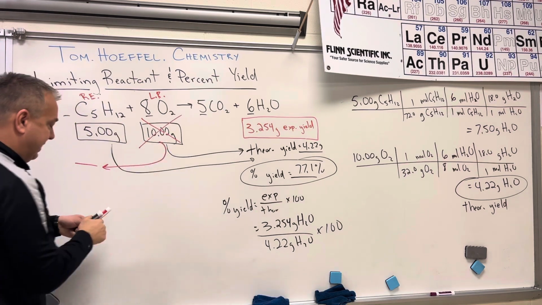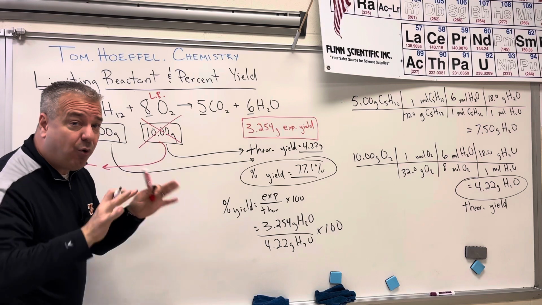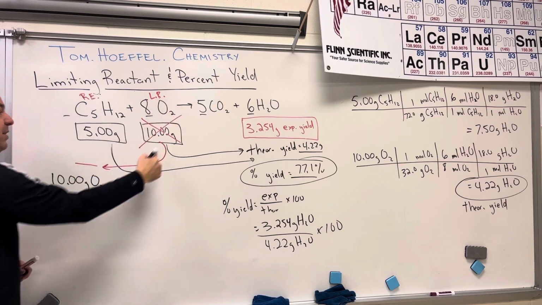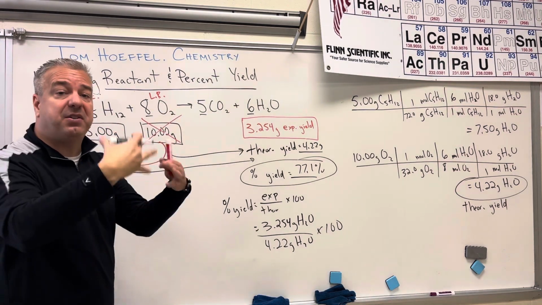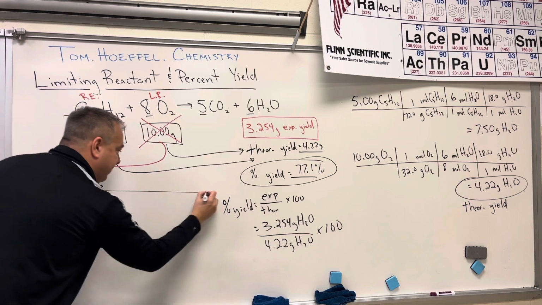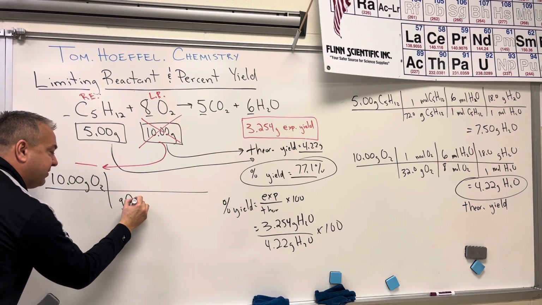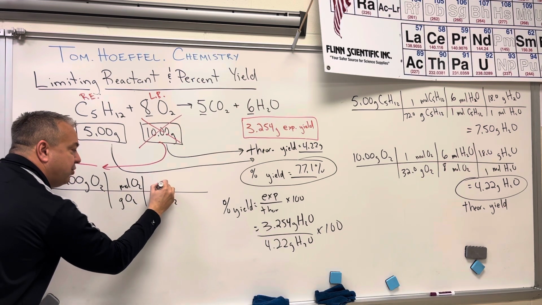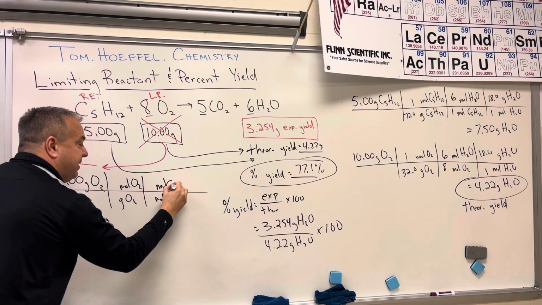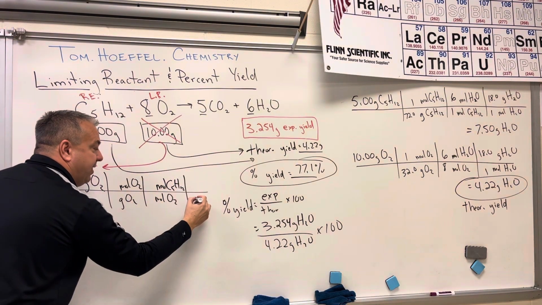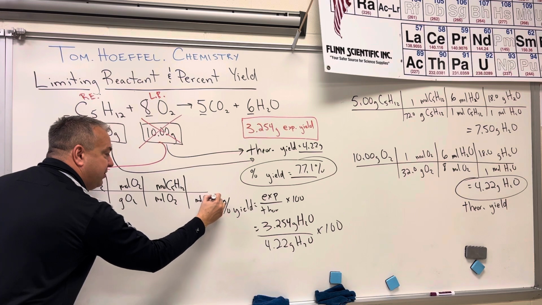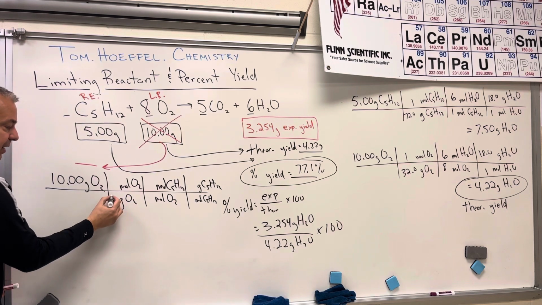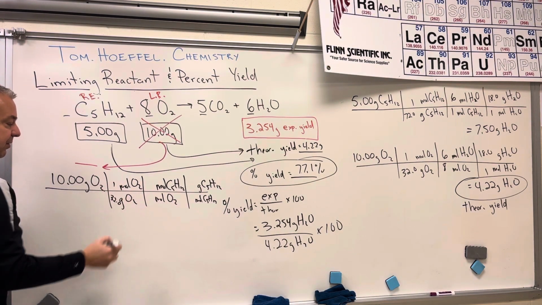So I'm going to start with my 10 grams of oxygen that I know completely reacts, and I'm going to convert it over to the pentane to figure out how much of the pentane reacted. So let's go ahead and set that up. So grams of oxygen to moles of oxygen. Moles of oxygen to moles of pentane, C5H12. And then moles of the C5H12 to grams of C5H12. Molar mass of oxygen is 32.0 grams per mole.